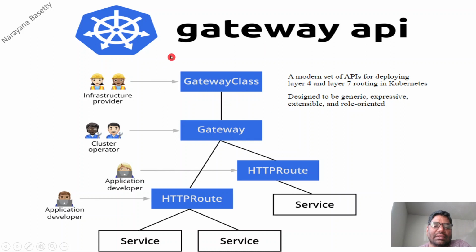Now GatewayClass, as I was telling in the PowerPoint, is role based. You can see that there are 3 roles according to this diagram: the infrastructure provider, the cluster operator role, and the application developers. Who can do what? A modern set of APIs for deploying layer 4 and layer 7 routing in Kubernetes. Layer 7 means application level. Layer 4 means transport level. That's what I said, you need to know the application layer, presentation layer, session layer, those computer networking layers.